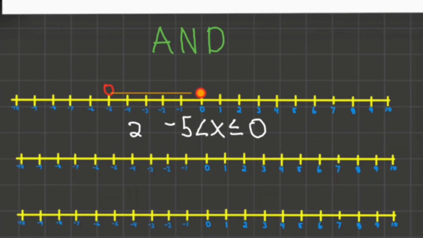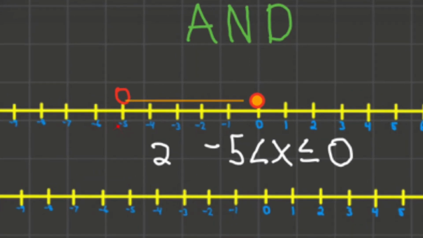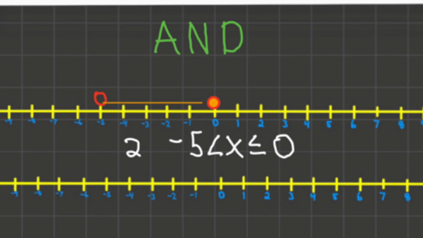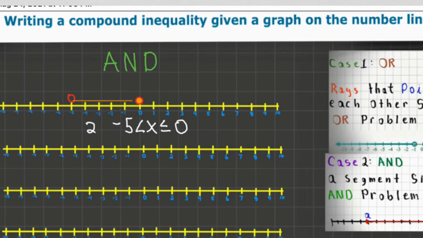Okay, so another and type of problem. We know that it's an and problem because by looking at the graph, we have a segment and not two rays. On the left side, we have an open circle at -5, and on the right, we have a closed circle at 0. So we're going to say -5 is less than x, and x is also less than or equal to 0, and that's how you get this little area right in here.